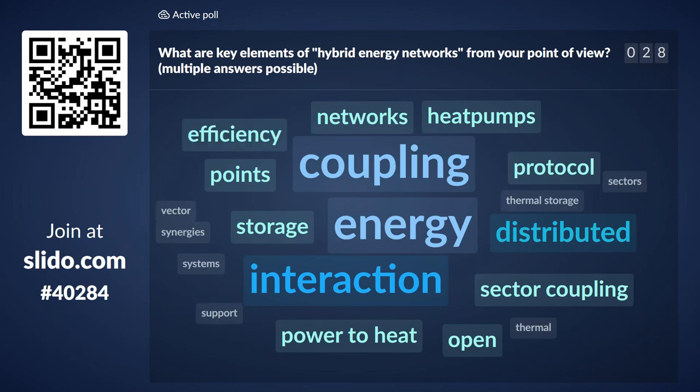Efficiency might be more highlighted in the definition of integrated energy systems, that you should not forget about efficiency. That is very nice. Perfect. Now I'm going to stop this question and activate the next one.